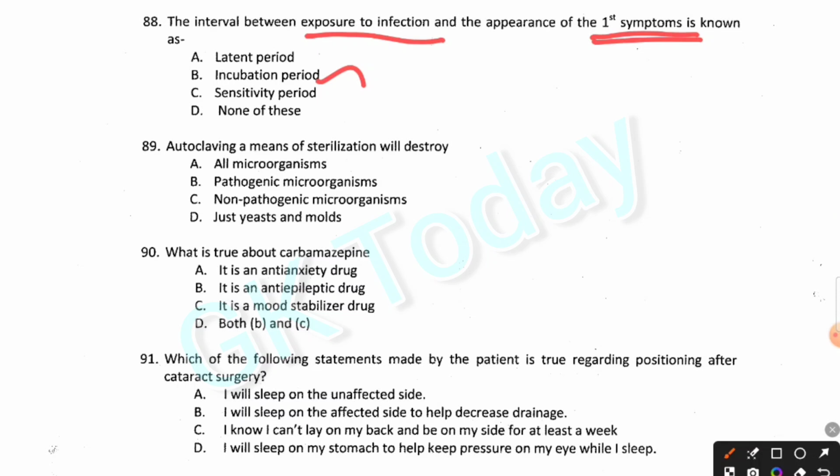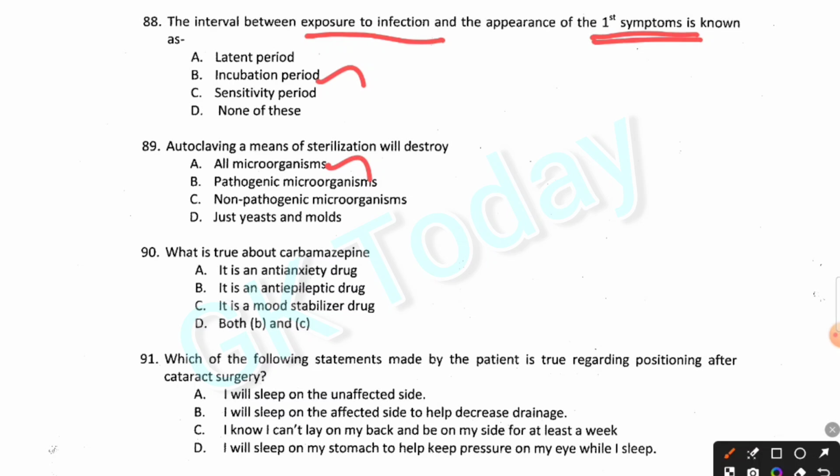Question number 89. Autoclaving, a means of sterilization, will destroy all microorganisms.